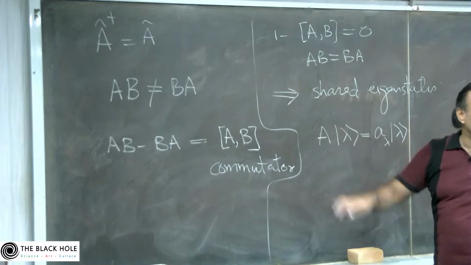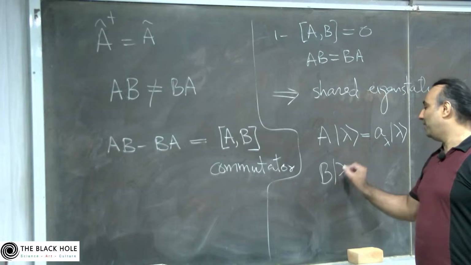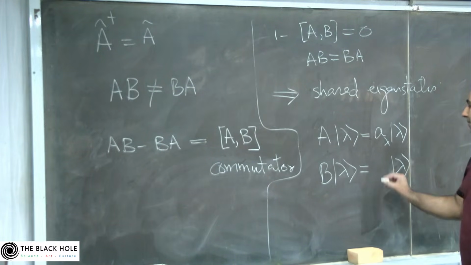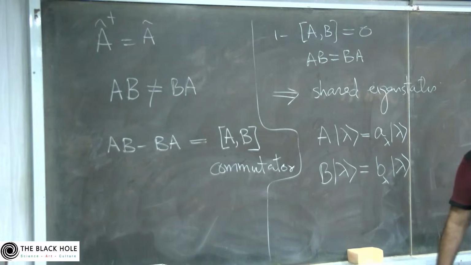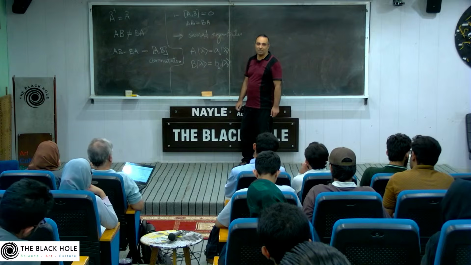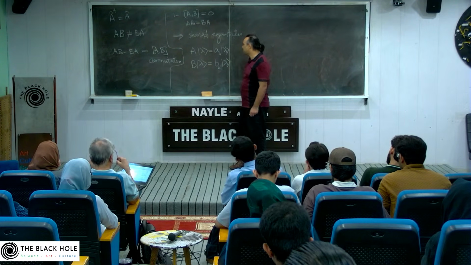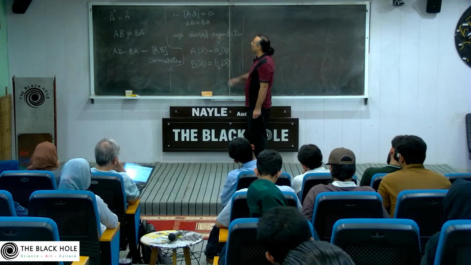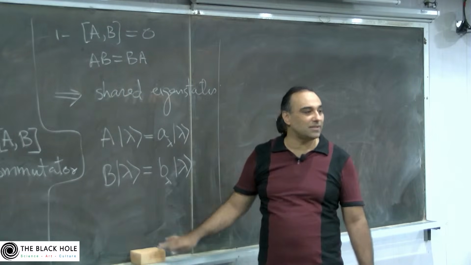Then if B is another operator in the same Hilbert space and it commutes with A, then if we operate B on lambda, we will also get the same lambda again, but maybe a different eigenvalue. So let's call that B lambda. Okay, so they have a shared set of eigenstates. That's one thing. There are slight complications if there is degeneracy, but I'll explain that in a moment. So first, a brief overview. If two operators commute, they have a set of shared eigenstates.